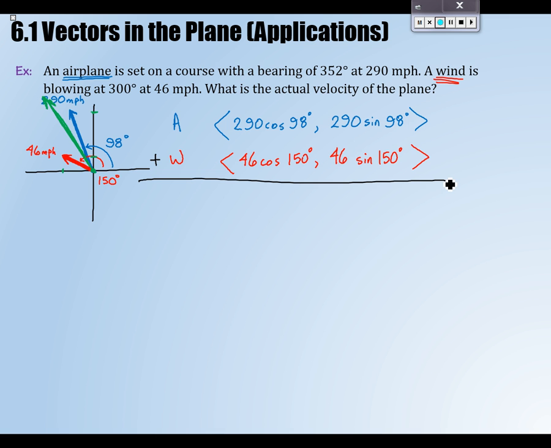You ever had to store variables? Why not A and W? Or A and whatever you like. No, I meant the answers down here we're going to store in 2 letters here, okay? So this will be our resultant vector in its component form.